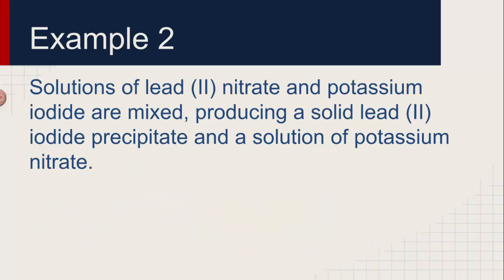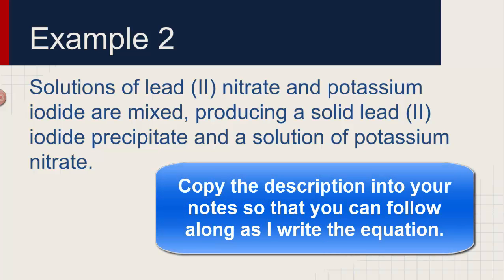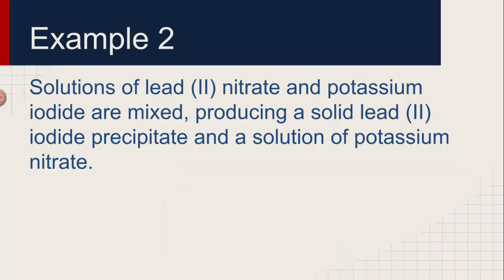We have solutions of lead 2 nitrate and potassium iodide. We're mixing those together. We're going to produce something called solid lead 2 iodide, which is a precipitate. Precipitate is a solid, and a solution of potassium nitrate. Okay? So let's see what this is going to look like. We'll write the skeletal equation first, and then we'll balance it.